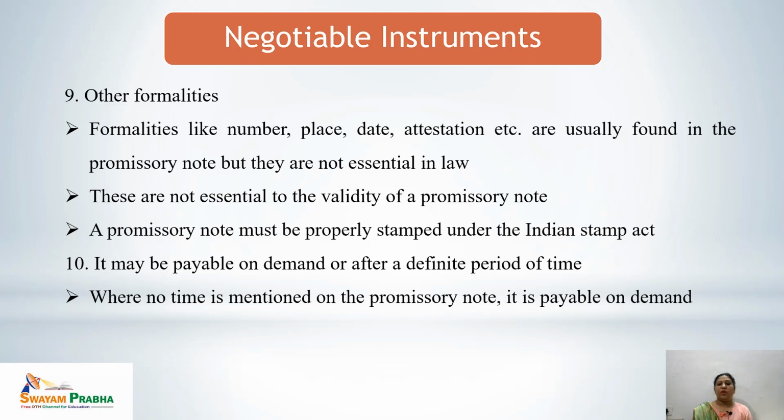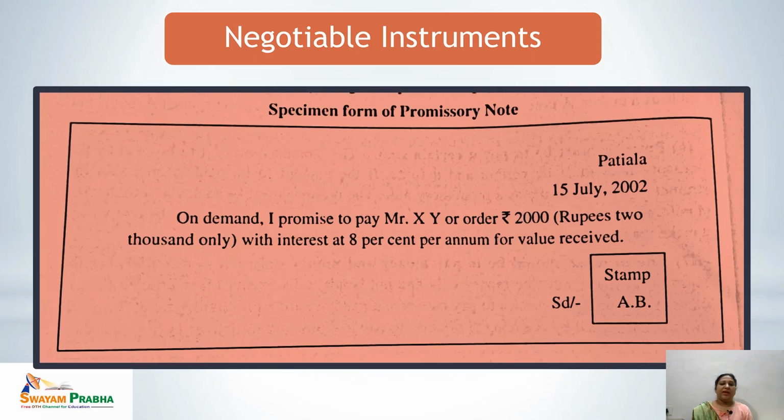It may be payable on demand or after a definite period of time. That means where no time is mentioned on the promissory note, it is payable on demand. Payable on demand means that when the payee wants to have the payment, he can show it to the maker. Next, this is a specimen form of the promissory note.